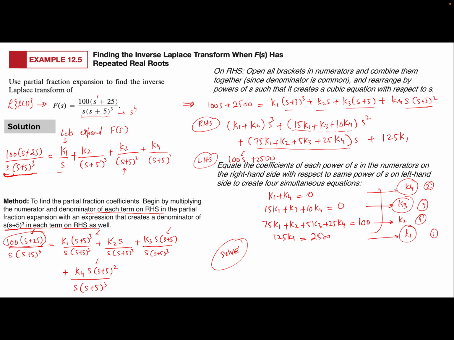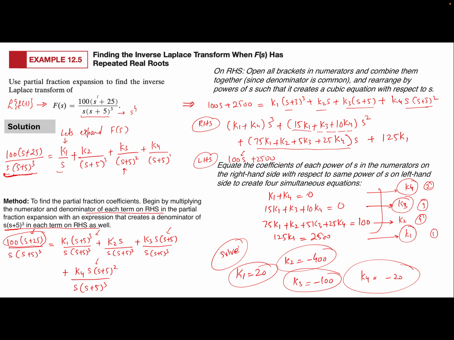So the final values after solving this are going to come out to be k1 is 20, k2 is minus 400, k3 is minus 100, and k4 is going to come out to be minus 20. Okay, so you got four simultaneous equations and you got these four values. Let's put them back in F of s and then find the inverse transform.